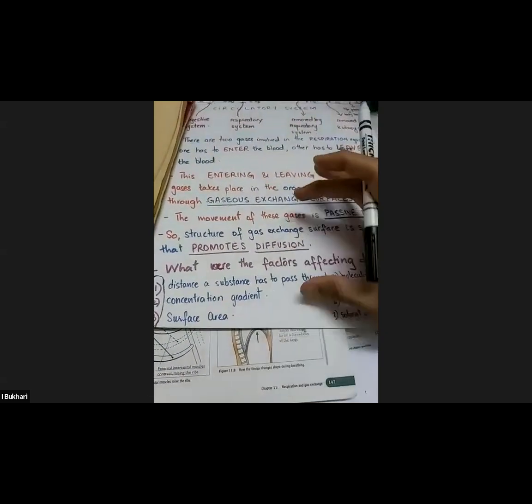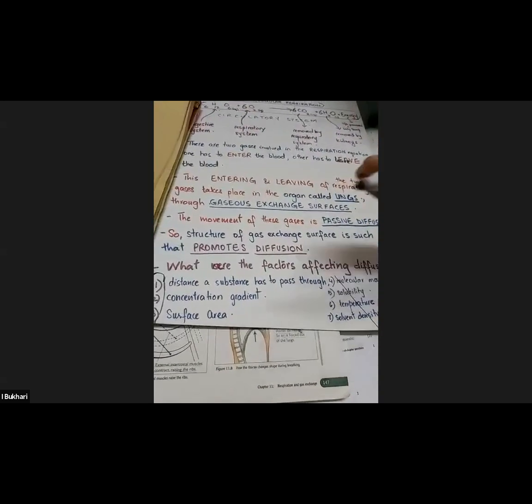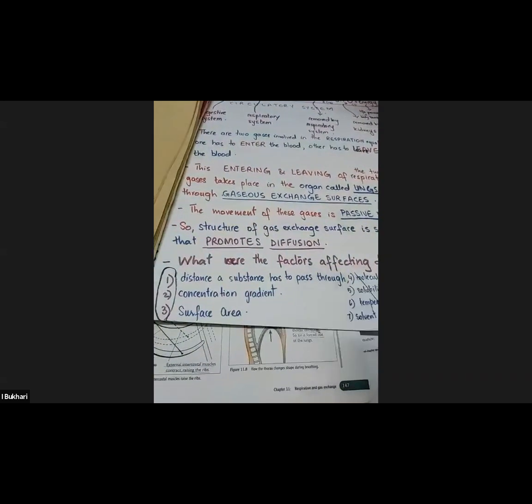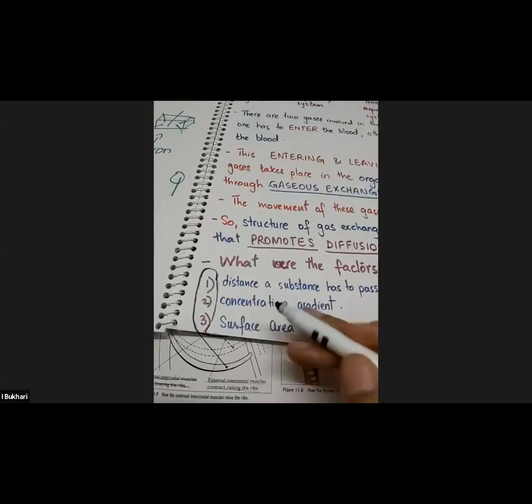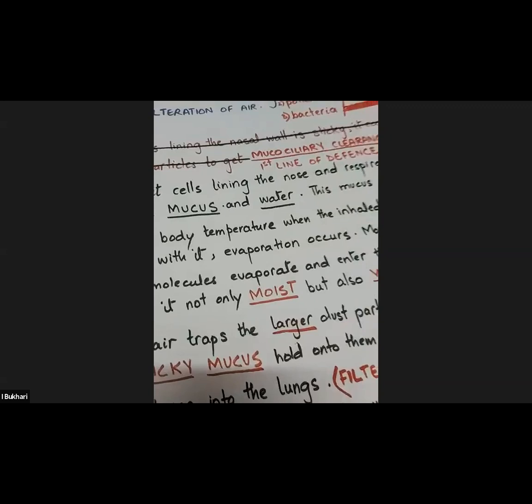And now I also explained to you the alveolar capillary barrier or the membrane. Now let's talk about how that barrier is adapted and how it is helping in diffusion, keeping these three factors in mind. Okay, so let's talk about the first factor: distance a substance has to pass through. How do you think this alveolar capillary barrier is making sure that the molecules travel the least distance possible?